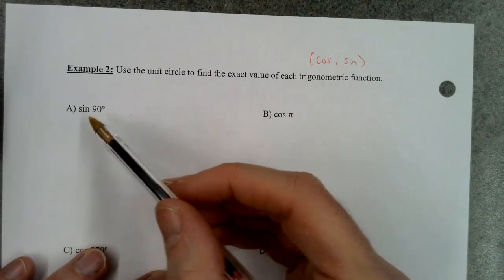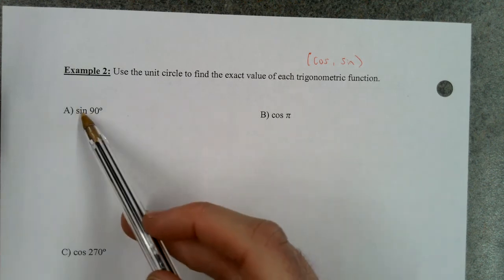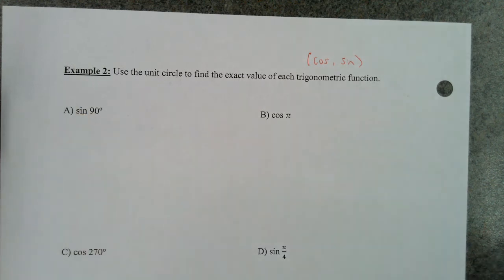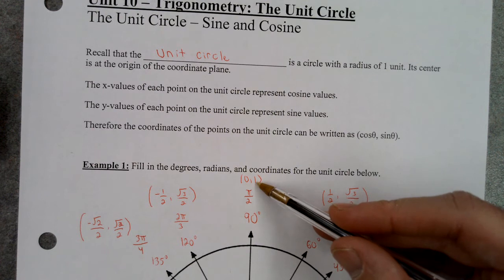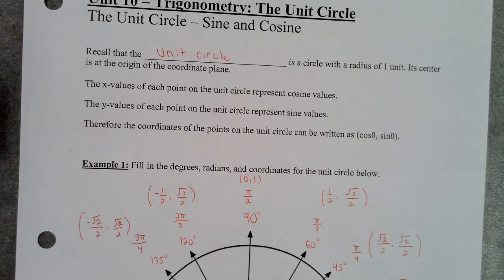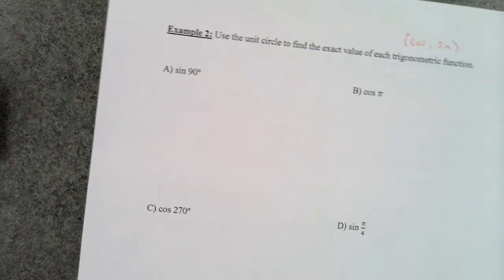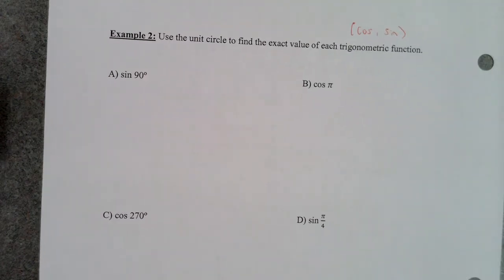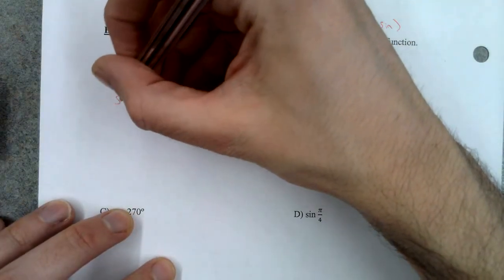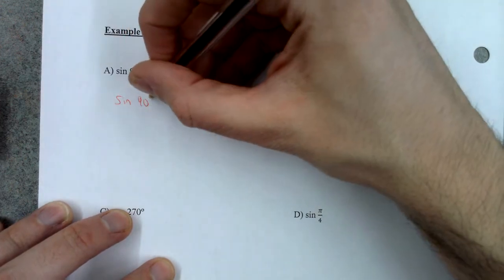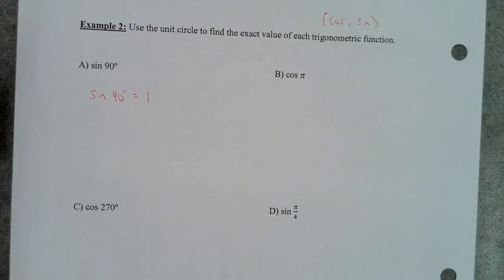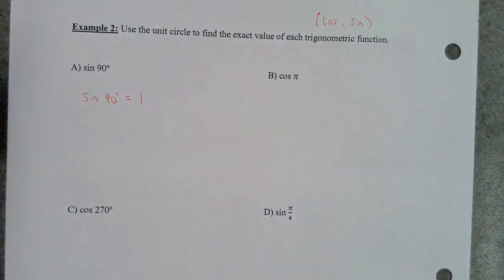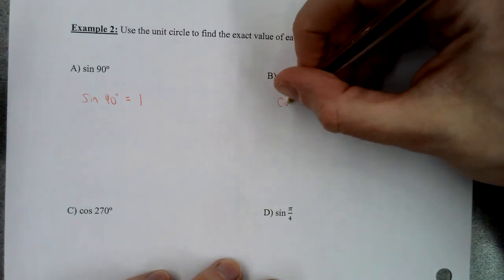So if I say, what's the sine of 90? Sine is y, okay, cosine, comma, sine. Look at 90 degrees and look at the y value. And it equals 1. Cosine, you don't have to write sine of 90 equals if you don't want to. Okay, cosine of pi.